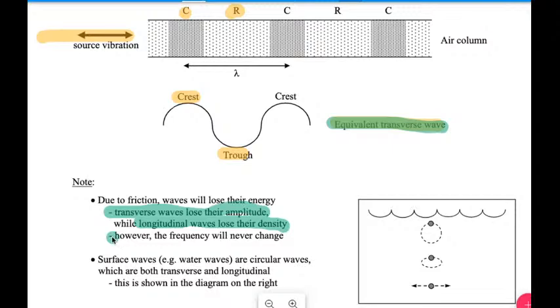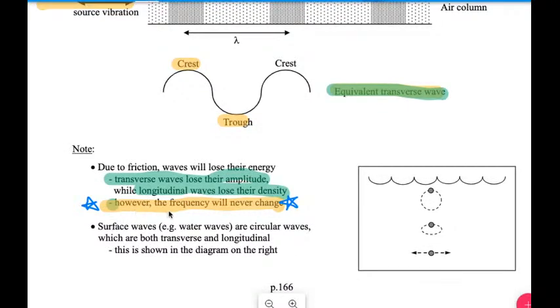But remember our super important note from lesson 1: frequency will never change. And this is just a weird law. So it'll always continue oscillating with the same frequency. So the source frequency determines the frequency of the wave forever, even if you switch across mediums from air to water or from water to a solid, the frequency will always be the same.